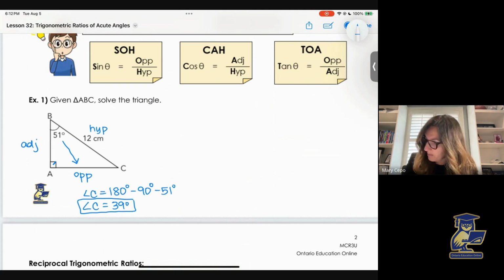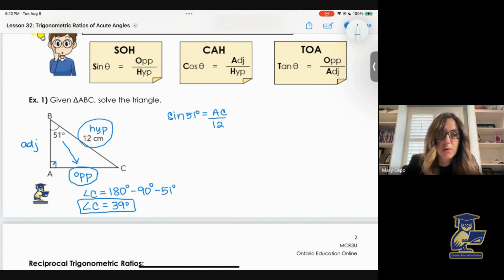With that, because we are given the hypotenuse and we need the opposite side, we'd say SOH, sine. So sine of 51 degrees is equal to the opposite side, which is AC, over the hypotenuse, which is 12. Notice I circled the hypotenuse, that's given. I started to figure out side AC, which is the opposite.